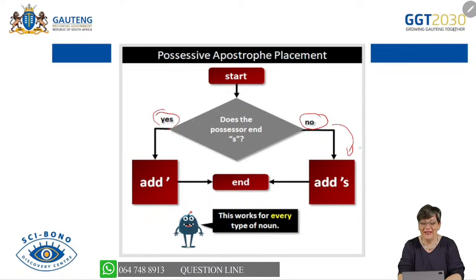How easy is that? That is so easy to remember. You just have to ask, is the person ending with an S? If it is already an S, we add an apostrophe. If no, then we add an apostrophe S. As easy as that. Now, let's go on.